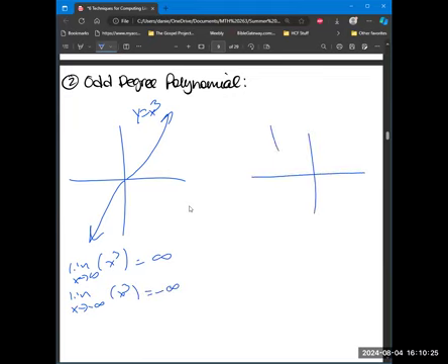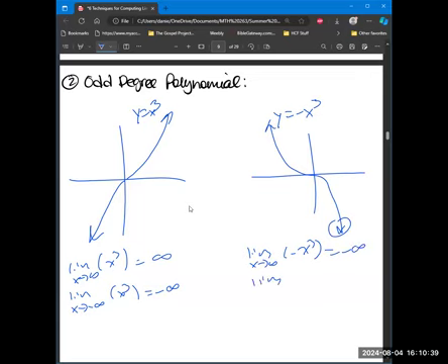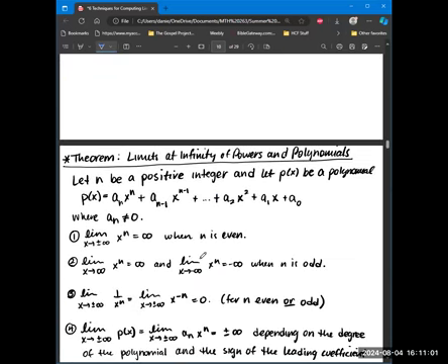If I have y equals negative x cubed, the limit as x goes to infinity of negative x cubed is going to be negative infinity, and the limit as x goes to negative infinity of a negative x cubed, that's this end behavior over here, is going to go to a positive infinity. So these are basic examples to consider. If you forget, the definition is here in this theorem below, about limits at infinity of powers and polynomials.